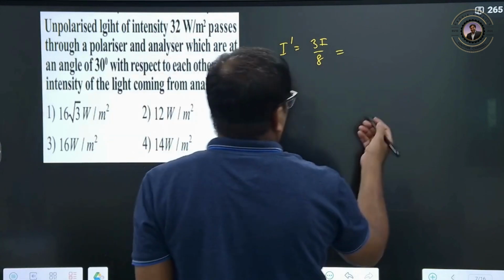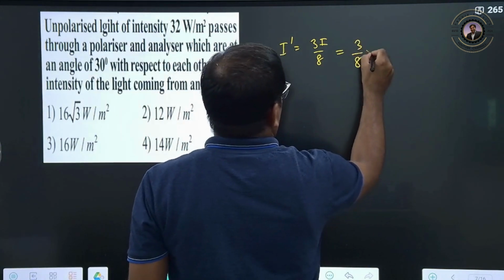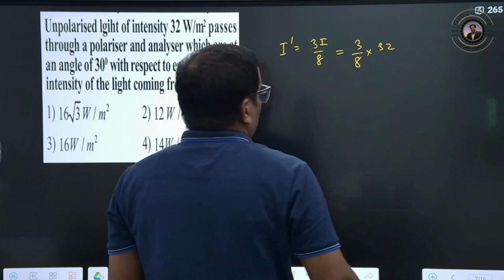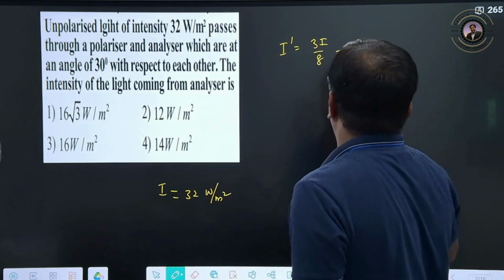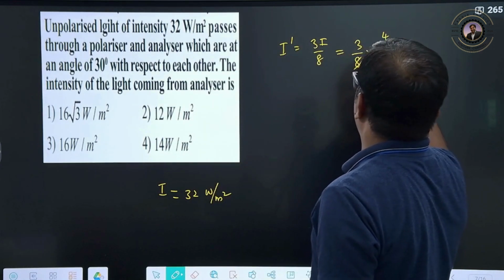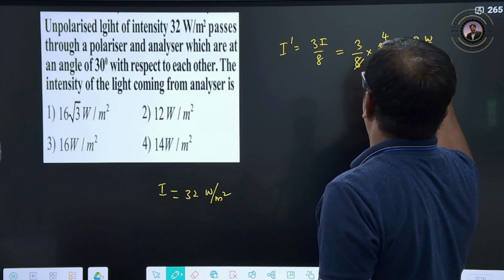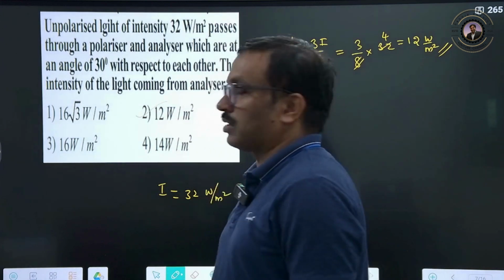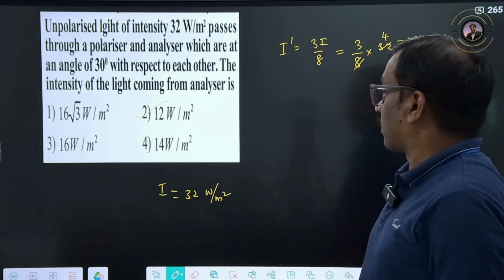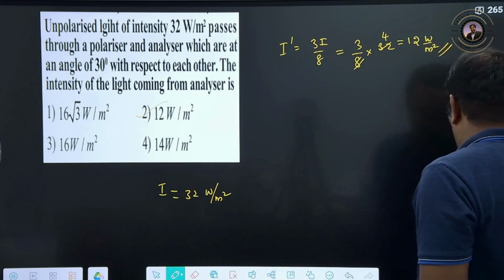Clear? So just now we did 3 by 8 into 32. How much will it be? 8 fours are 32, so 3 fours are 12. So 12 watt per meter square will be the intensity coming out. This is your answer. Clear? Now we will go for another question.